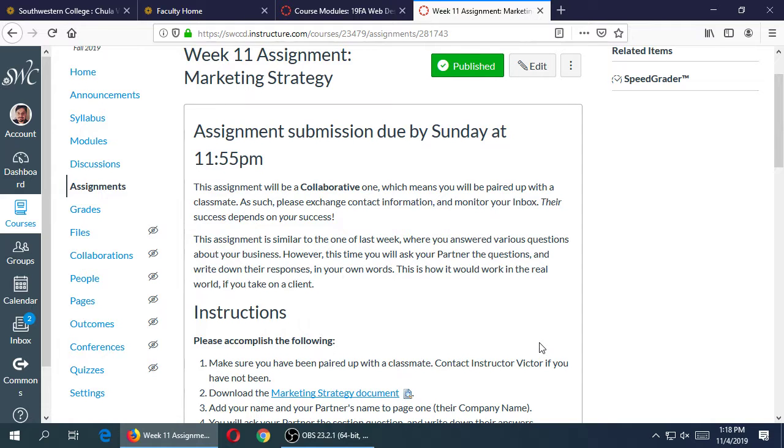That's the collaborative assignment for that, and I'll pair you up in a little bit. But that's the idea there. Any general questions about how it works, the idea?